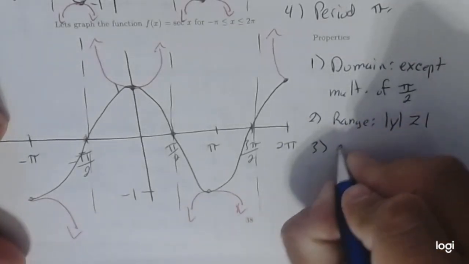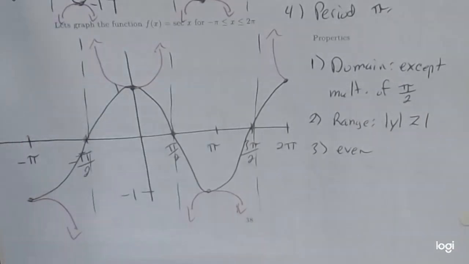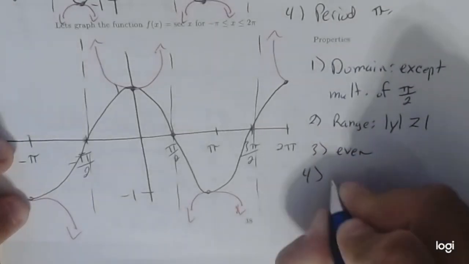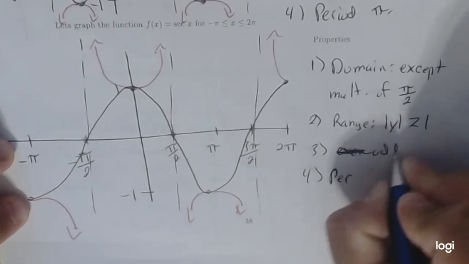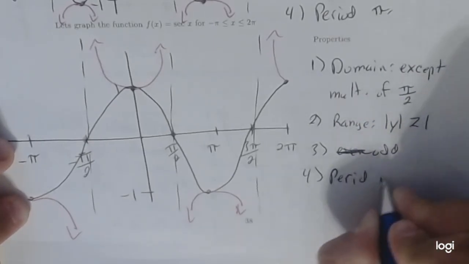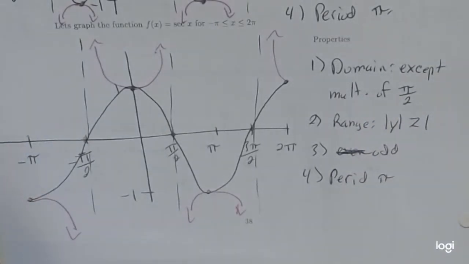3, it is even. And lastly, the period. Actually, my mistake. This is even, I believe. So this is even, and then the period is pi. Okay, so those are the graphs of the other trig functions themselves.